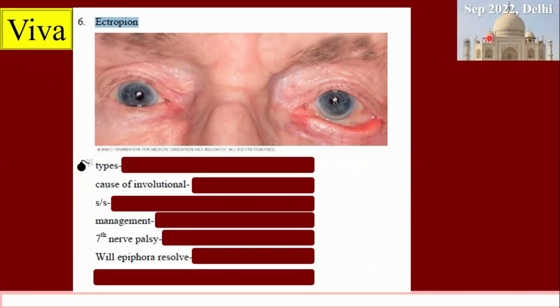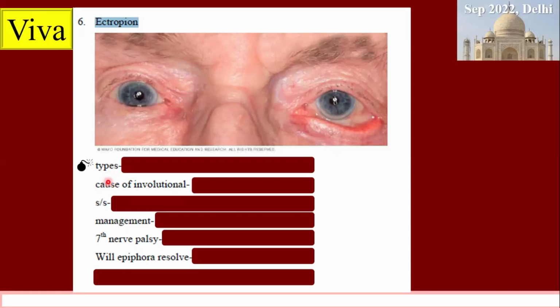This was in Delhi, 2 years back. Here the examiner asks the candidate to mention the types. Sometimes we say types, or sometimes we say causes of ectropion. As you see here, I inserted a bomb sign because you have to listen carefully to the examiner. Are they asking a general question, like what are the causes of ectropion in general, or are they asking about the cause of ectropion of such a patient demonstrated in the photo? Again, listen carefully to the examiner's question.